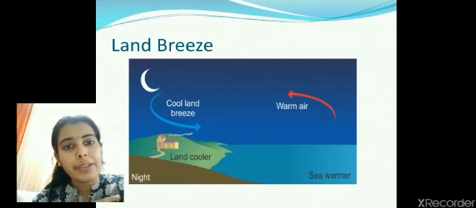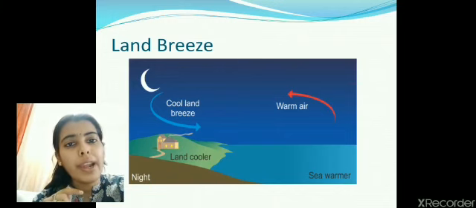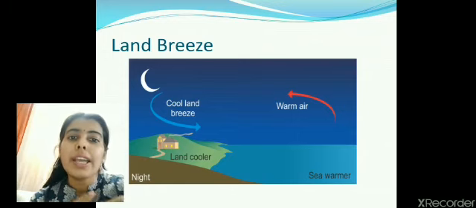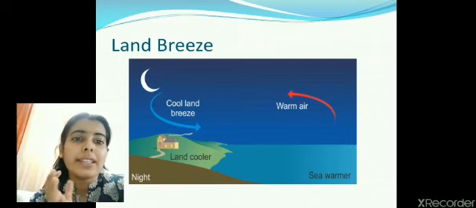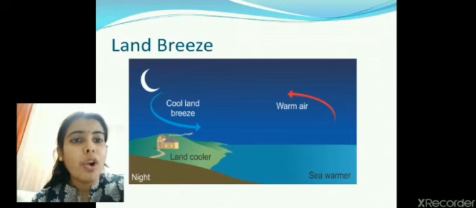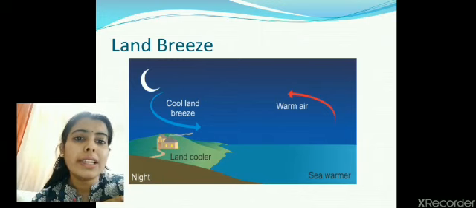Warmer air, as you know, is lighter. It will start moving up, and the cold air from the land will start taking the place over the sea. I am repeating, during the night the sea is warmer and land is cooler. So the warm air from the sea will move up. Cold air from the land will move towards the sea. This is called land breeze. So now here we conclude with the session.